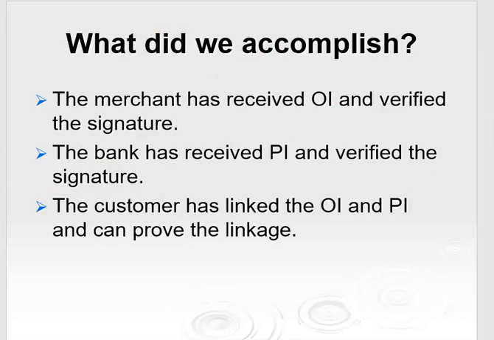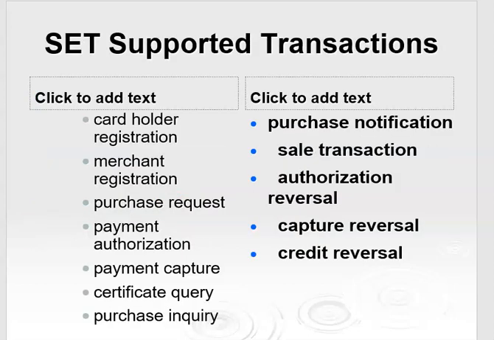Now what do we accomplish with this? That is, the merchant has received order information and verified the signature, the bank has received payment information and verified the signature, and the customer has linked OI and PI and can prove the linkages. Now what kind of messages are being used in the said supported transactions?